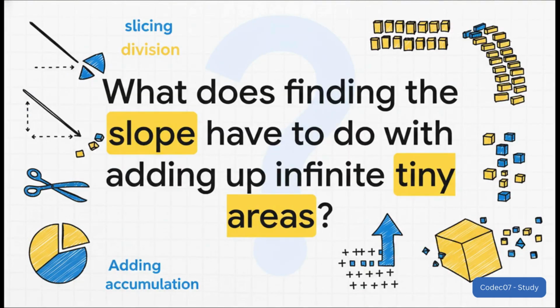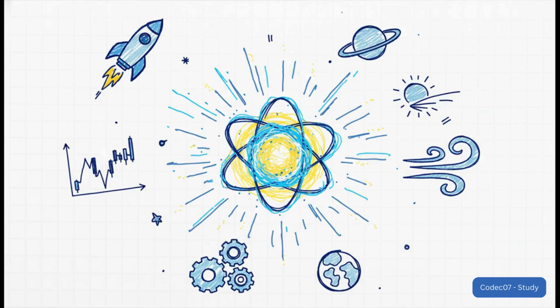Okay, let's just pause here for a second. For literally thousands of years, these two problems, finding the instantaneous speed and finding the area under a curve, were seen as completely different things. They were developed by different people in different eras. I mean, one is about division and finding a slope, the other is about addition and accumulation. So what could they possibly have to do with each other? The answer, which completely revolutionized science and math, is everything.